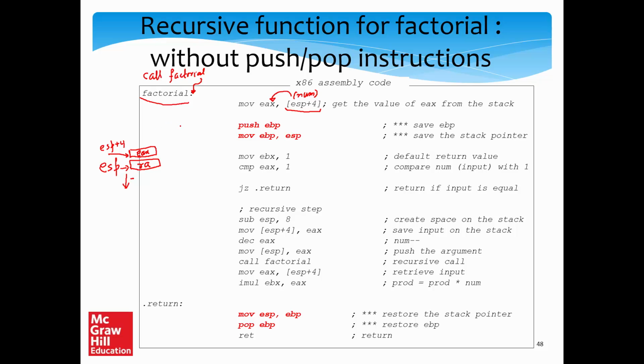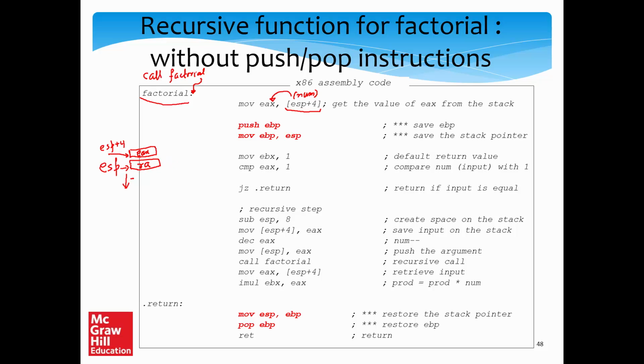So let me repeat. Consider the function that is calling the factorial function. What is the last thing that it will do before calling? It will invoke the call instruction. What does the call instruction do? The call instruction decrements the stack pointer and pushes the value of the return address on the stack.